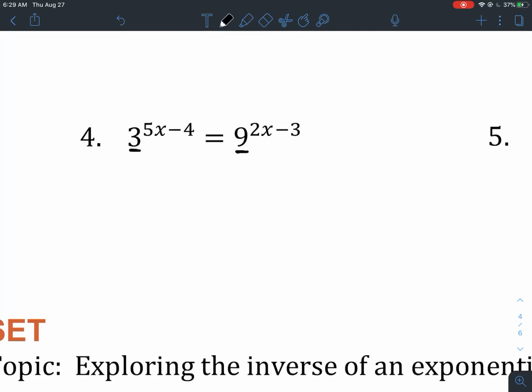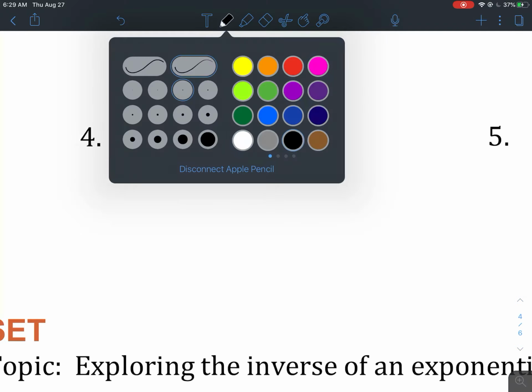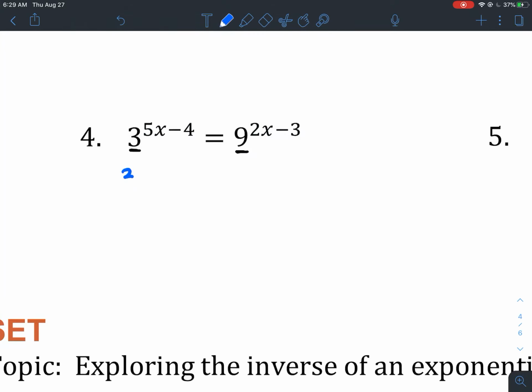For number 4, if you look, we don't have the same base here, but we can make it the same base. We can rewrite it. We're going to keep the 3 the same. We're going to keep that as 5x minus 4. But I could rewrite that 9 to be 3 squared, right? 3 squared equals 9. So I'm just going to replace the 9 with a 3 squared.